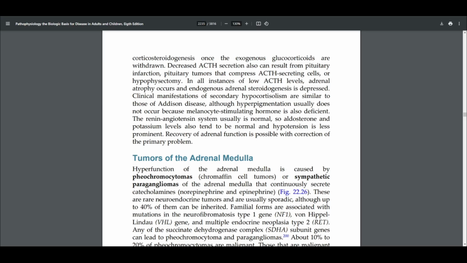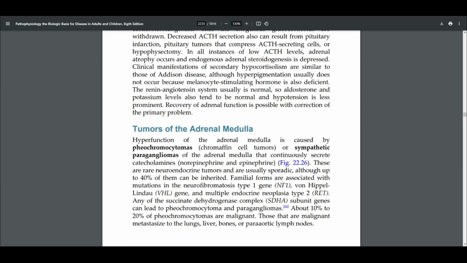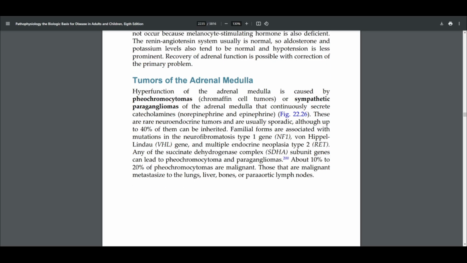Clinical manifestations of secondary hypocortisolism are similar to those of Addison's disease, although hyperpigmentation usually does not occur because melanocyte-stimulating hormone is also deficient. The renin-angiotensin system usually is normal, so aldosterone and potassium levels also tend to be normal, and hypotension is less prominent. Recovery of adrenal function is possible with correction of the primary problem.